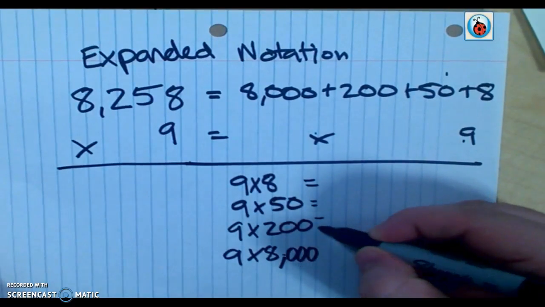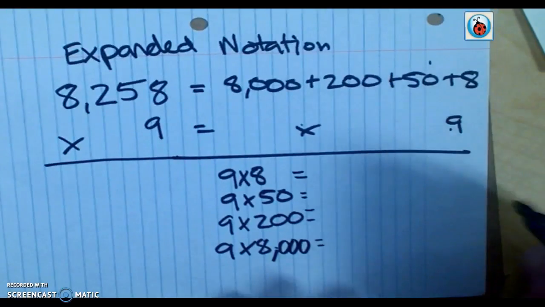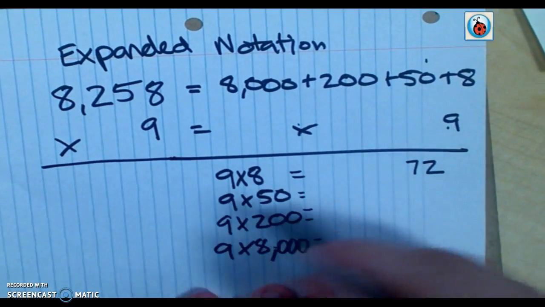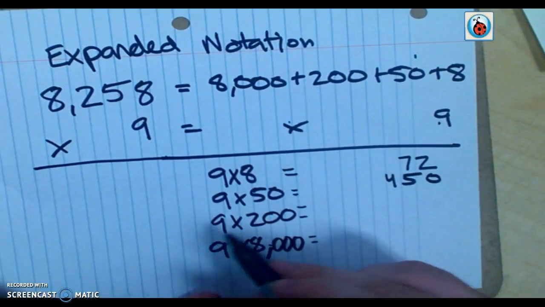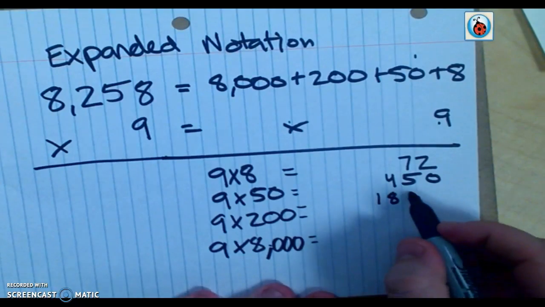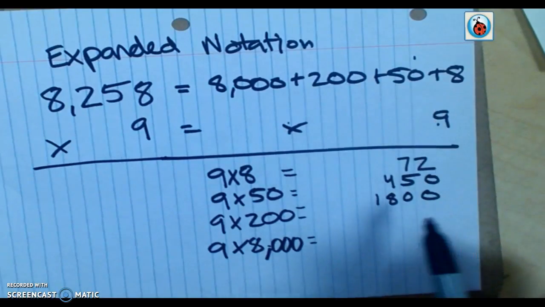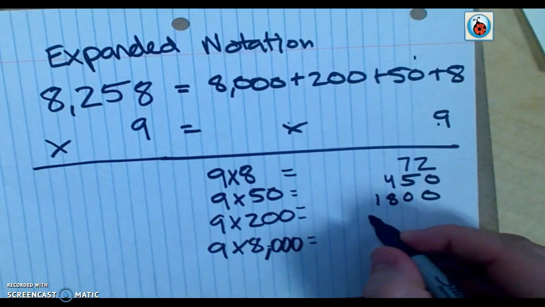So we're going to use our multiplication facts as well as how we multiply by 10, 100, and 1,000. So 9 times 8 is 72. 9 times 5 is 45, times 10 is 450. 9 times 2 is 18, times 100 is 1,800. And what you guys notice is I'm setting these up so I can add them via place value. And 9 times 8,000 is 72,000.